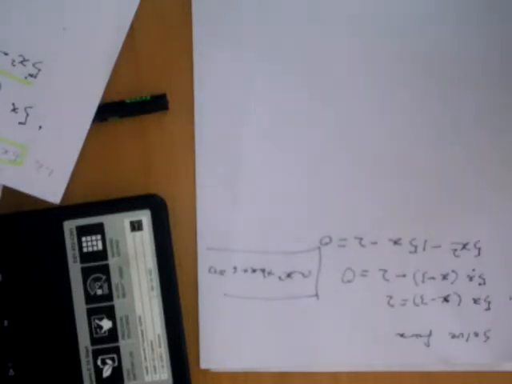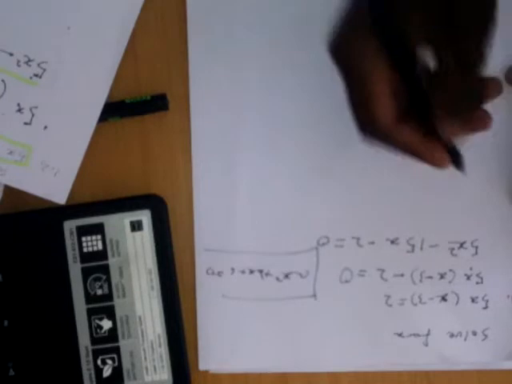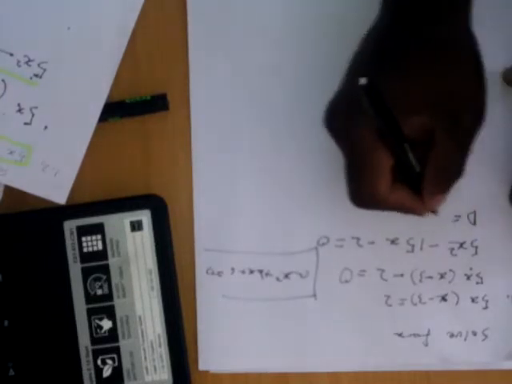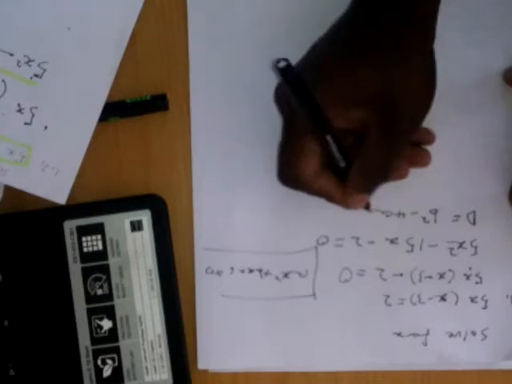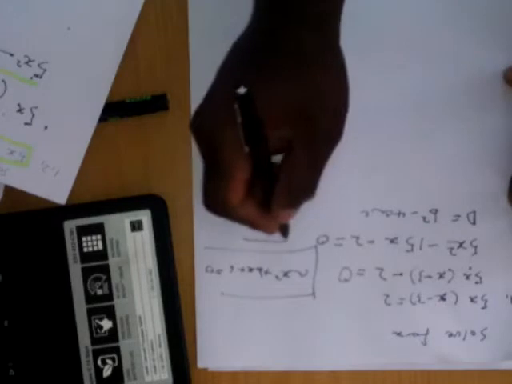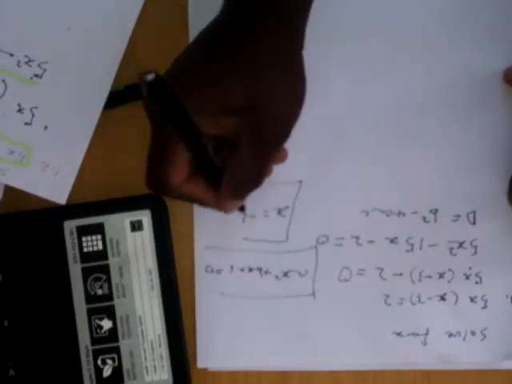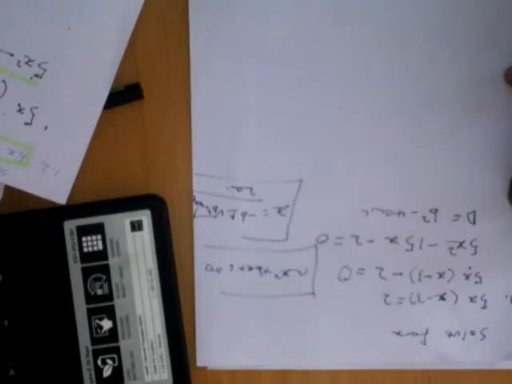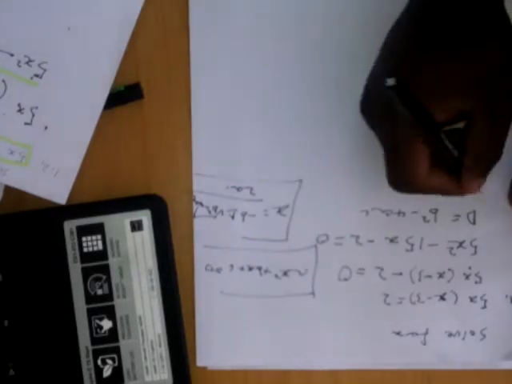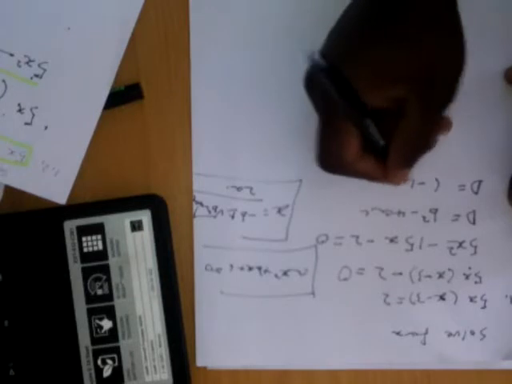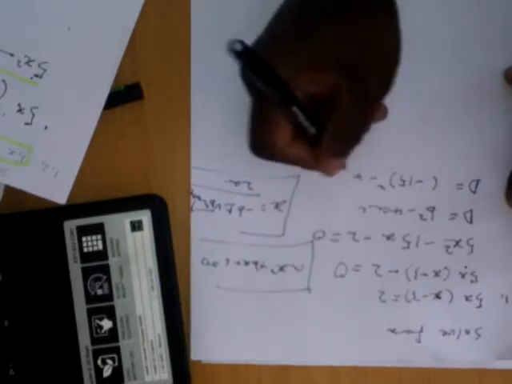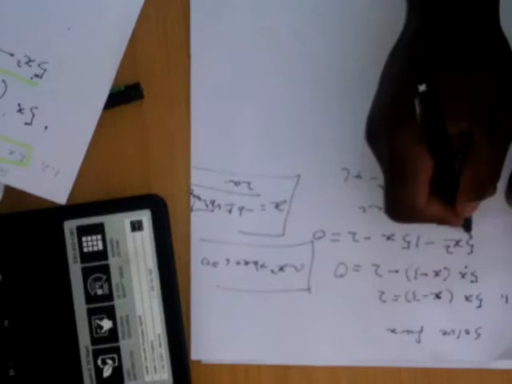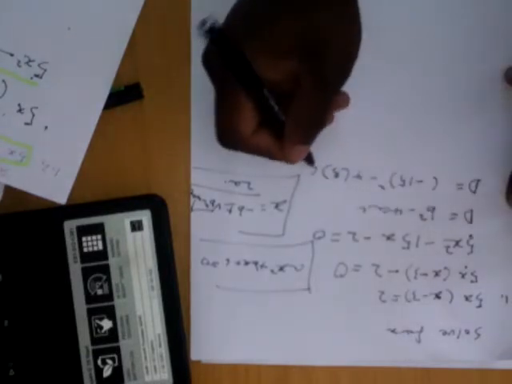So what do we need to do? When your equation is in the standard form, check for the discriminant. The discriminant will tell you how you are going to solve. Where does it come from? It comes from the quadratic formula. You can see that the discriminant is what is under the square root. So D is equal to b squared minus 4ac, where b is minus 15, a is the coefficient of x squared, which is 5, and c is minus 2.